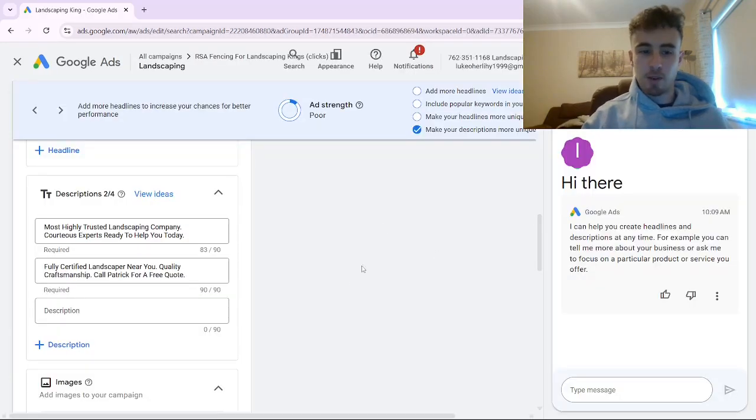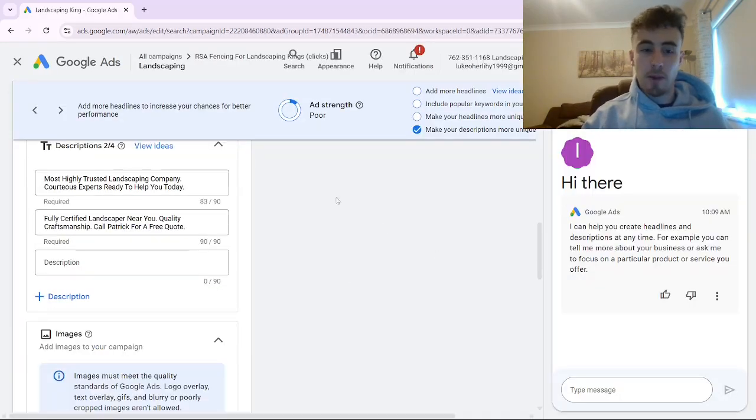And firstly, it's worth mentioning that whichever method you decide to go about with your ad copy, there's multiple ways you can go about writing your ad copy. You can have 15 headlines and use all 4 descriptions, and you might have an ad strength score of excellent and that might perform really well.